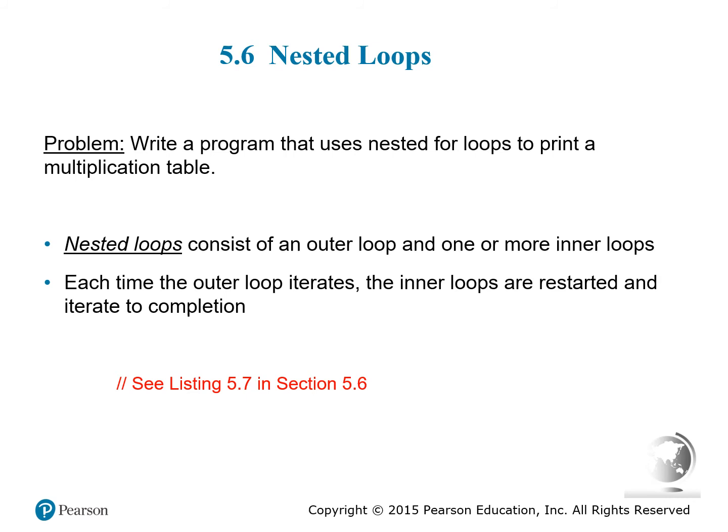Thus, to determine the total number of iterations, we must multiply the total number of iterations of the outer loop and the total number of iterations of the inner loop. See listing 5.7 in section 5.6 for the code implementing the solution to our problem.